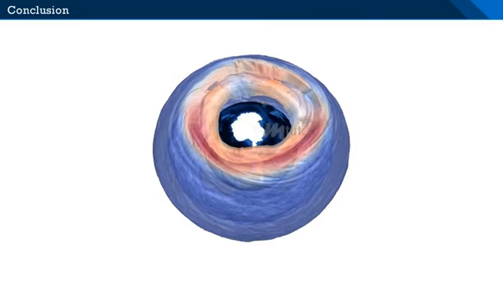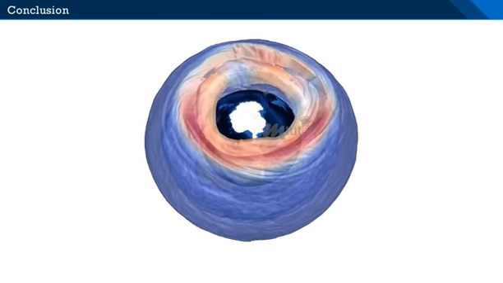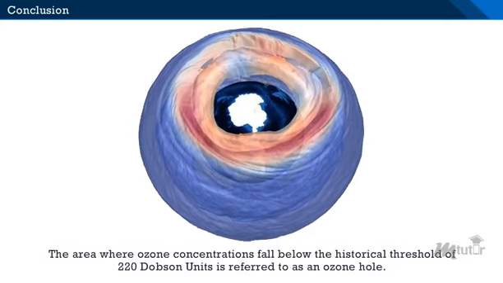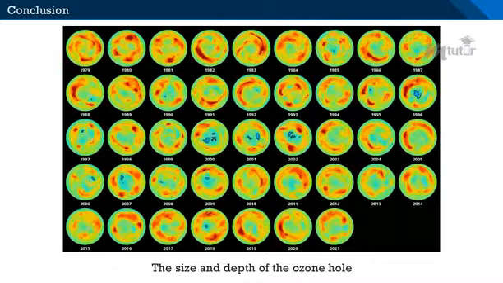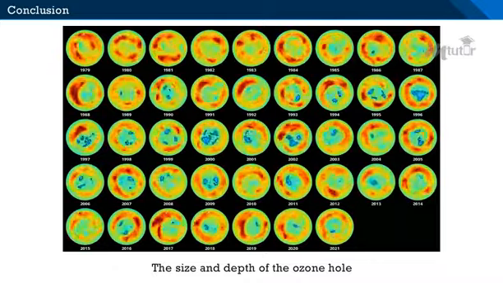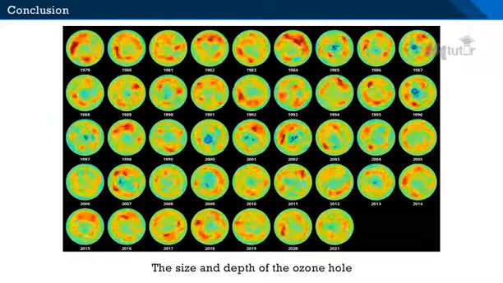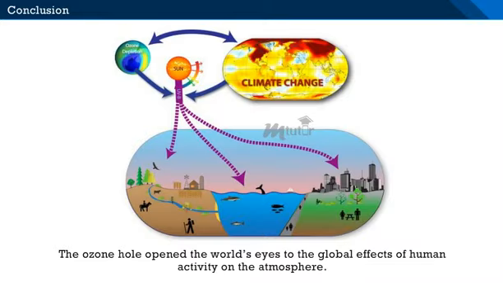The term hole does not have a literal meaning, no place is devoid of ozone. Scientists use the term hole to describe the area where ozone concentrations fall below the historical threshold of 220 Dobson units. They can describe the size and depth of the hole using this metaphor. Variations in stratospheric temperature and circulation cause year-to-year fluctuations in area and depth. The ozone hole opened the world's eyes to the global effects of human activity on the atmosphere.